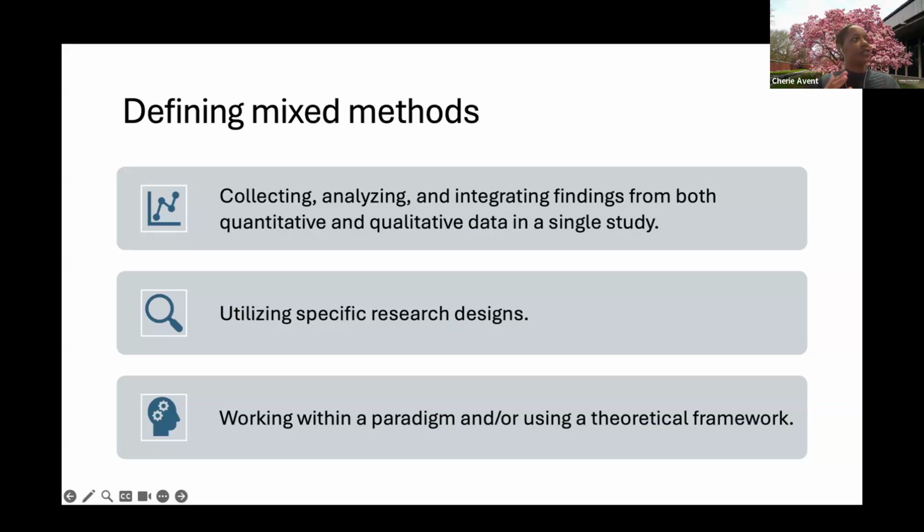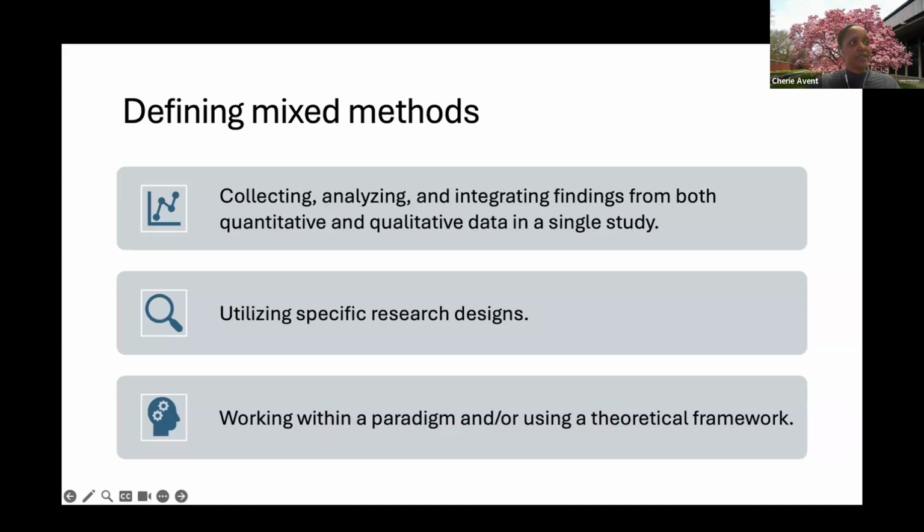And so when doing a mixed methods research project or a mixed methods evaluation, it is always important to specify what your design type is. And then a third component of mixed methods, when we're thinking about how we define it, is that so often mixed methods researchers and evaluators are working within a paradigm, a worldview that highlights the perspective in which you do your work, and or the use of a theoretical framework that is really guiding the umbrella of the entire study.